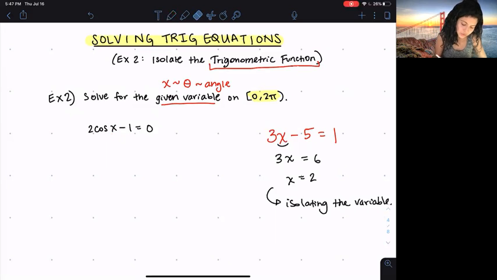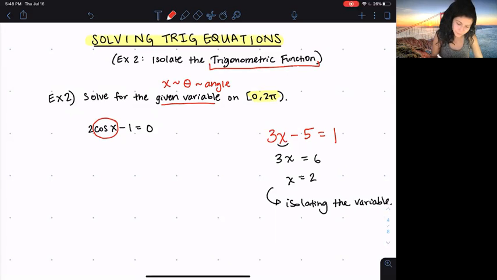Now, the equation is 2 cosine x minus 1 equals 0. Like I said before, we're going to isolate the trig function. The trig function here is cosine x. So before we can even think about the unit circle, we have to isolate cosine x.